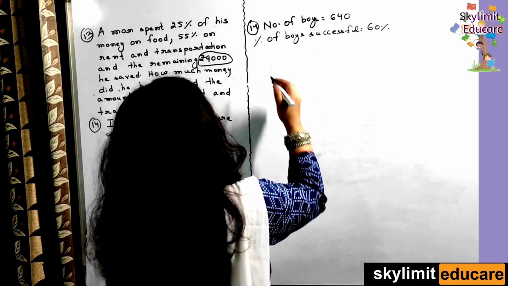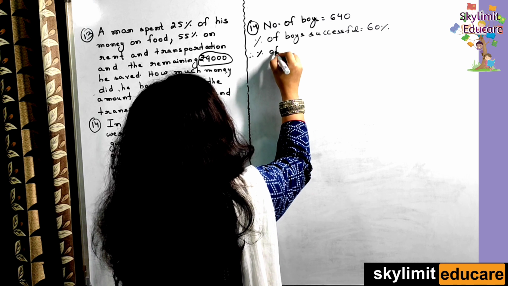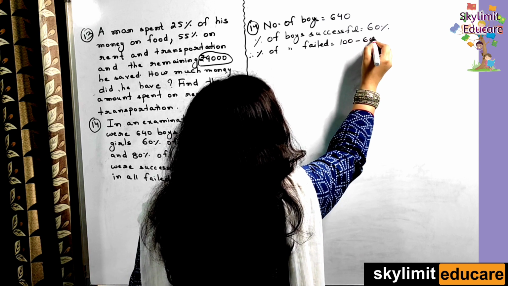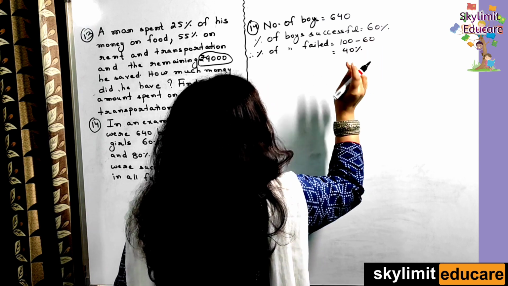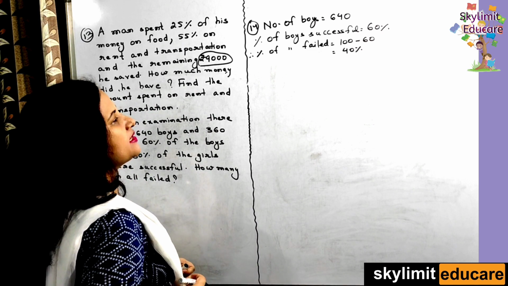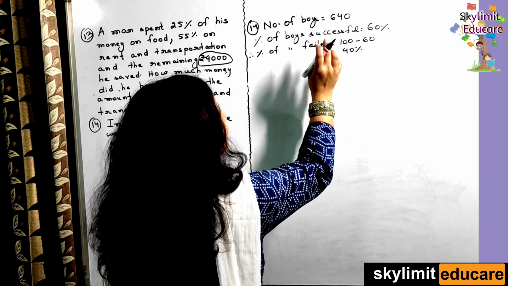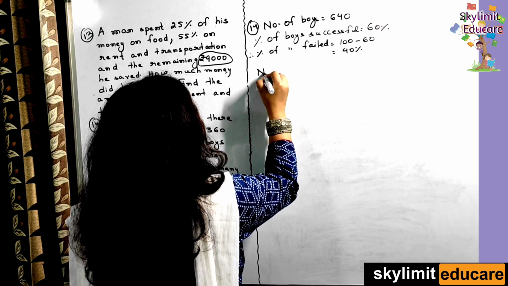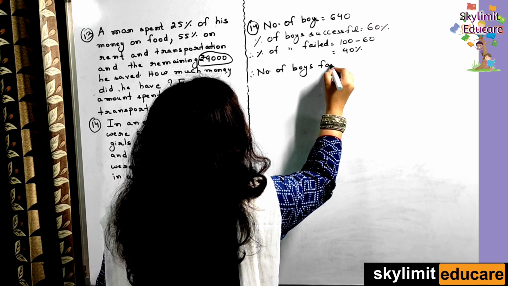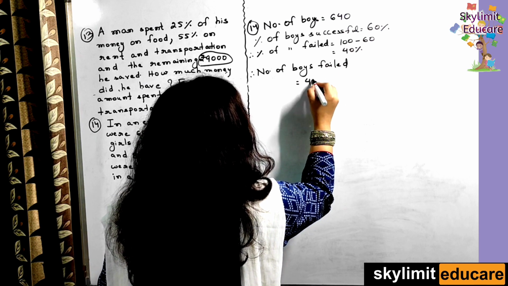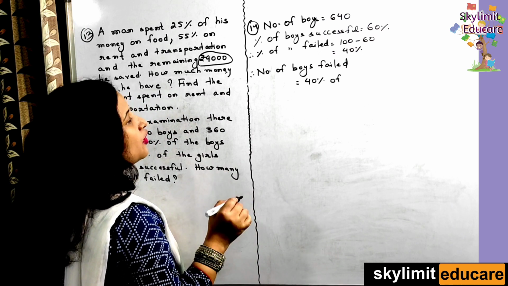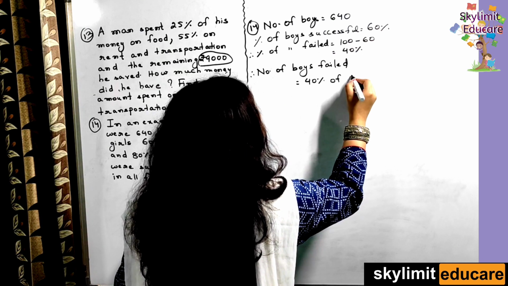So if 60% of the boys were successful, that means 40% of the boys failed. Yes or no? So percentage of boys failed is 100 minus 60, that is equal to 40%. So this is the percentage of boys failed. So let us find the number of boys failed. Number of boys failed is equal to 40% of the total number of boys who appeared in the exam, 640.